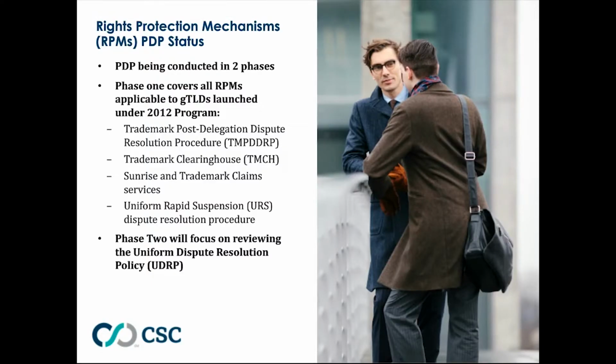The rights protection mechanisms, or RPM, PDP status, like most policy development processes, was also broken up into phases. Phase 1 covered all the RPMs applicable to the new gTLDs that launched under the 2012 program. So you had things like the Trademark Post-Delegation Dispute Resolution Procedure. I know that is a mouthful. Trademark Clearinghouse, Sunrise and Trademark Claim Services, Uniform Rapid Suspension Dispute Resolution Procedure. And then Phase 2 is expected to focus on the Uniform Dispute Resolution Policy, or the UDRP, which was really an RPM that existed even before the new gTLD program, but that was also included as part of the new gTLD program.